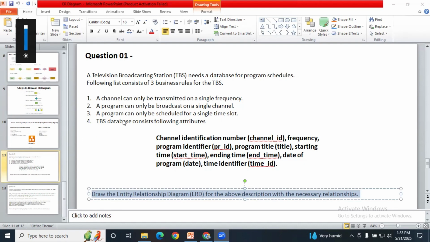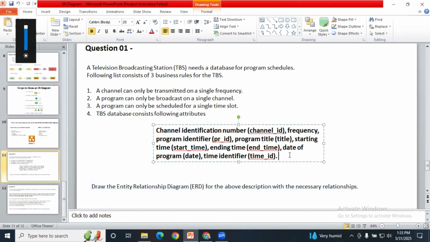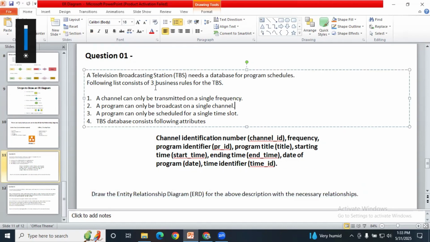The TBS database consists of the following attributes. The first one is channel identification number, so you can get channel ID, and frequency. Another attribute is in here. And finally, they are saying to draw the entity relationship diagram, or ERD, for the above description with the necessary relationships. So firstly, you want to read this scenario and identify what the entities are in this scenario. So tell me, what are the entities here? How can we define the entities?